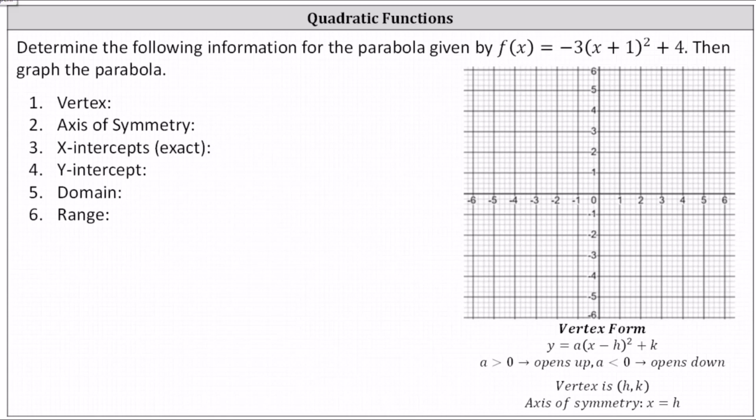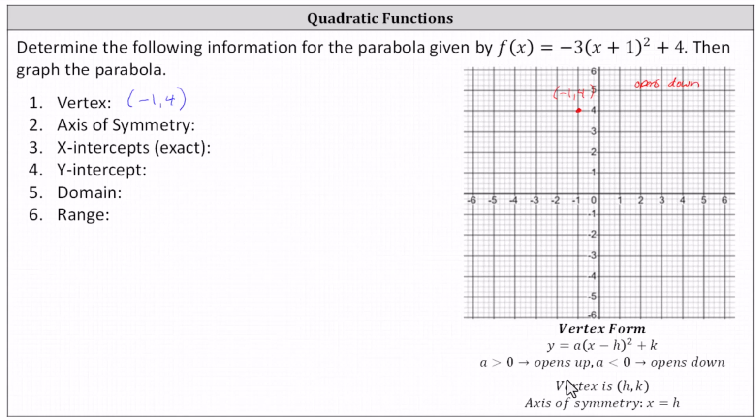Comparing vertex form to the given function, notice h is equal to negative 1 because x minus negative 1 simplifies to x plus 1, and k is positive 4, which indicates the vertex is negative 1 comma 4. Let's go ahead and plot this on the coordinate plane. Also notice because a is negative, we know the parabola opens down.